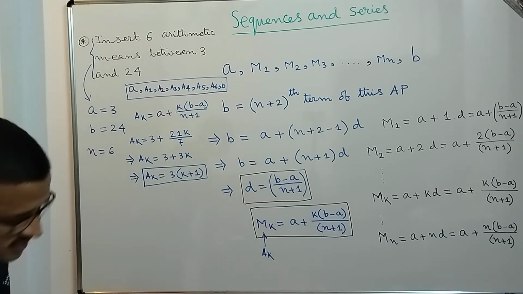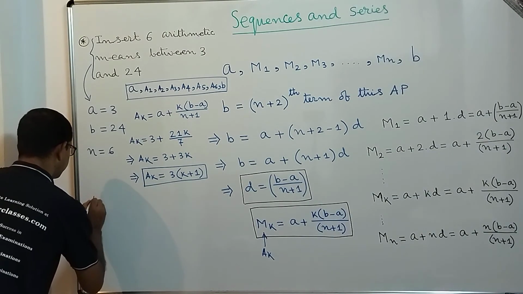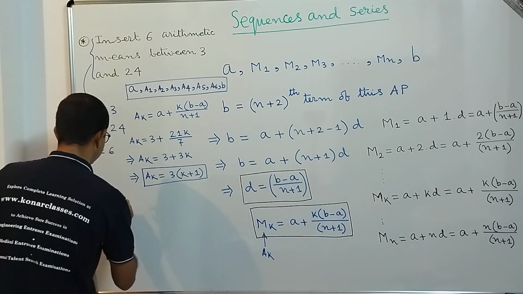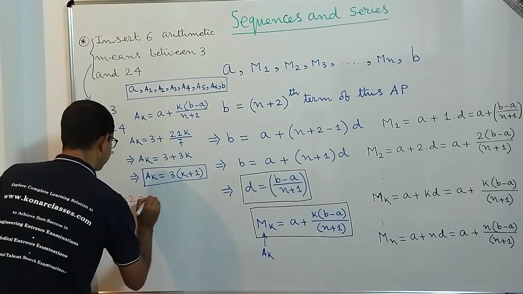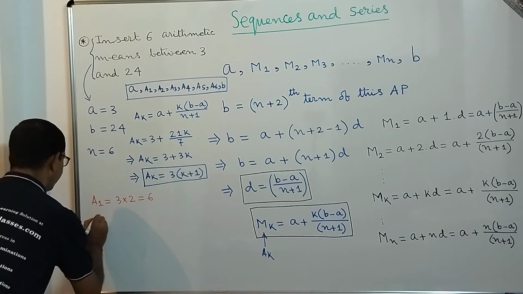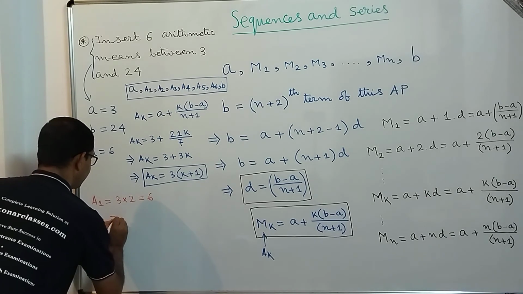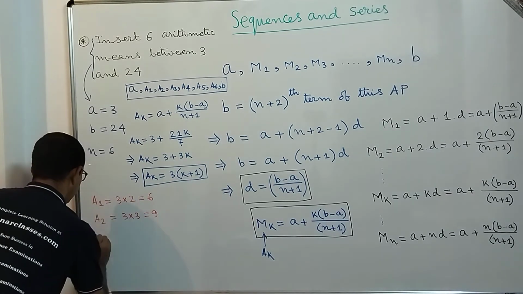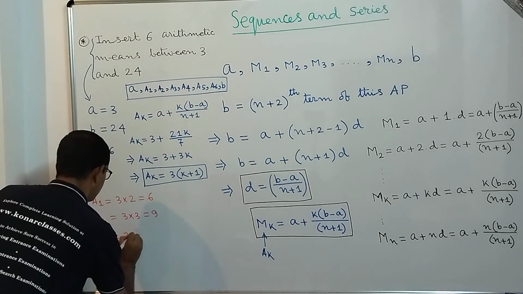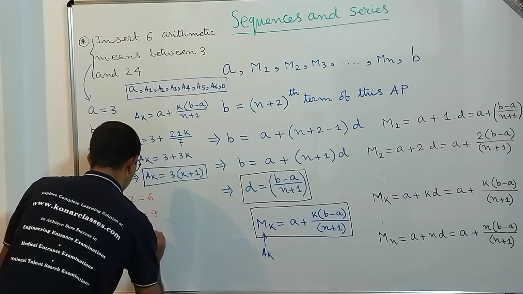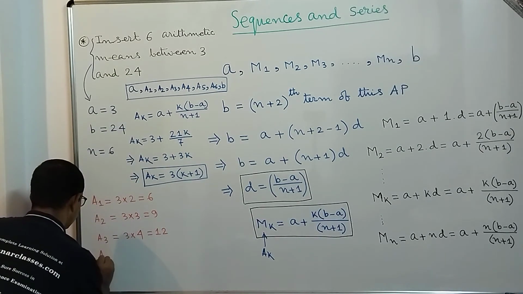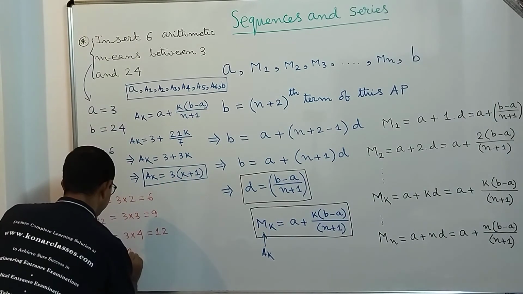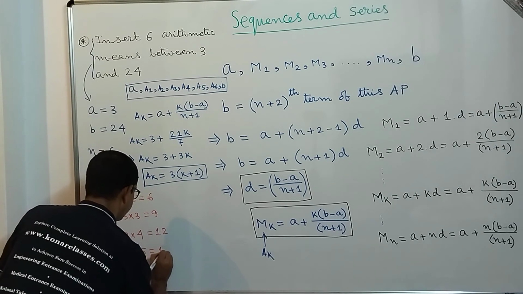Now it is quite simple to find all these 6 arithmetic means. How can we find them? Let us first find the value of A1. A1 will be, for k equal to 1, 3 into (1 plus 1), that means 3 into 2, that is equal to 6. What will be the value of A2? A2 will be 3 into (2 plus 1), that is 3 into 3, which is 9. Then A3 will be 3 into (3 plus 1), that is 3 into 4, equal to 12. Then A4 is equal to 3 into (4 plus 1), that is 3 into 5, equal to 15.